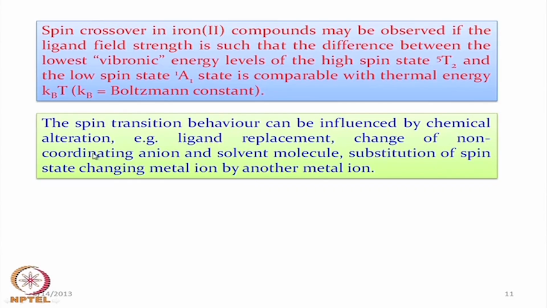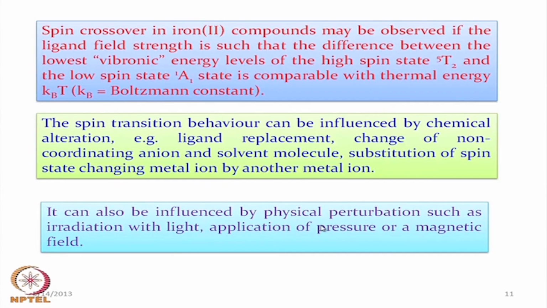Then we can go for the change of non-coordinating anion, which is outside the coordination sphere, which is not coordinating the metal ion, but which is influencing the crystal field for the crystal lattice, and it can also affect the spin behavior. Then the solvent of crystallization, and sometimes the substitution of the spin state is possible if we change the metal ion, the iron 2, by some other metal ion. It can also be influenced by physical perturbation, as we have seen just now: irradiation of light, application of pressure and magnetic field apart from temperature. So, apart from temperature, three other physical perturbations can be applied to see the spin state transition, which are the light, the pressure and the magnetic field.